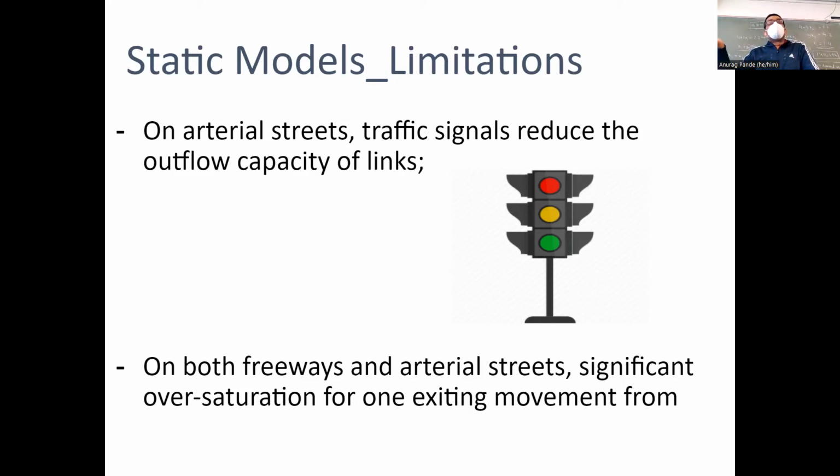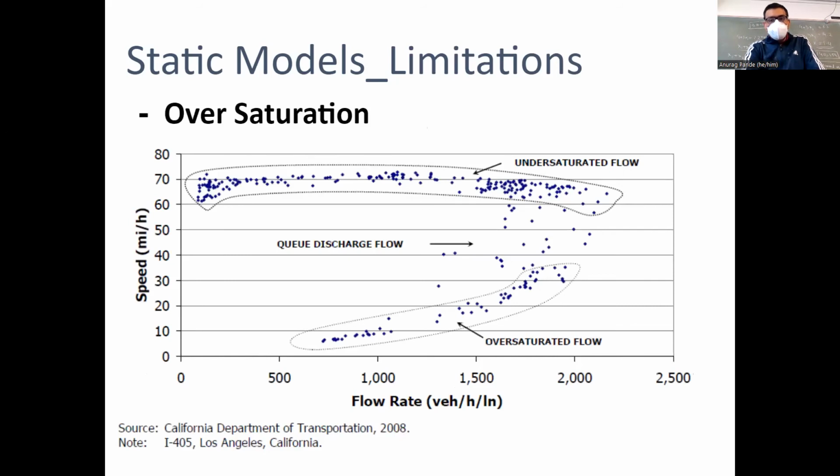And then if you're looking at both freeways and arterials, there are always oversaturated areas. Those oversaturation conditions might warrant what we call dynamic traffic assignment rather than static traffic assignment. Your static assignment works really well when you're dealing mostly with the top half of the figure, right? But with the queue discharge flow and the oversaturated conditions, this is where it becomes very tricky.